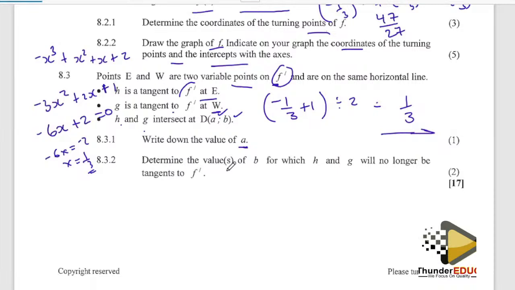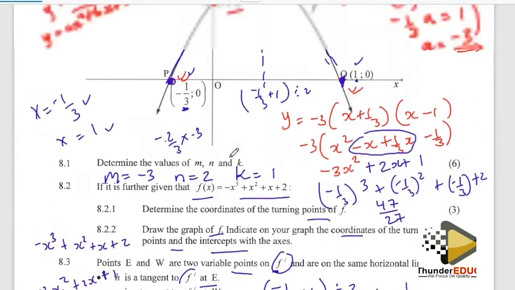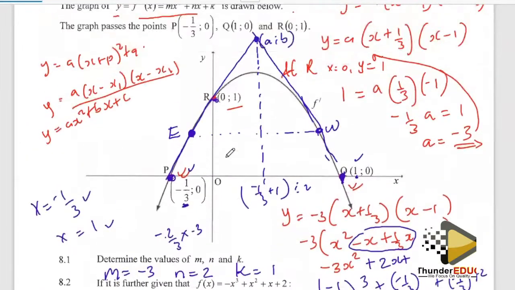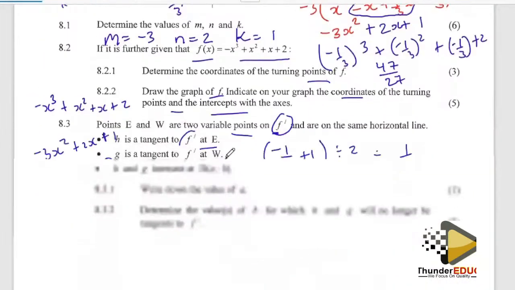They want us to get the values of B for which H and G will no longer be tangents. Okay, so we need to find the value of B for which they will no longer be tangents. What does that even mean? What would that mean?